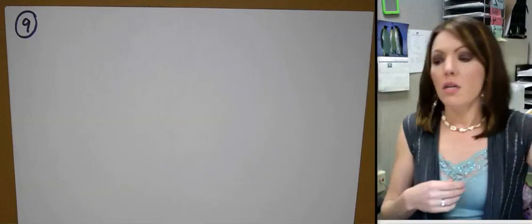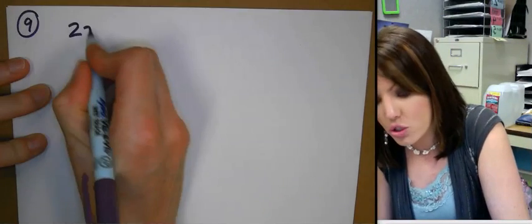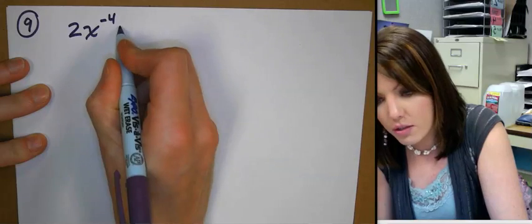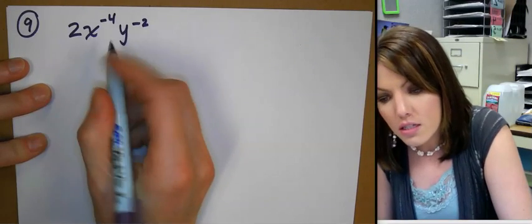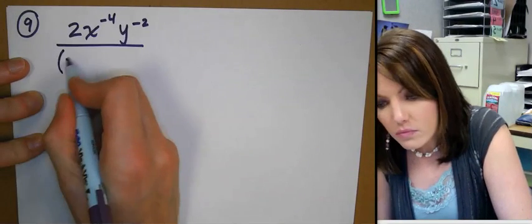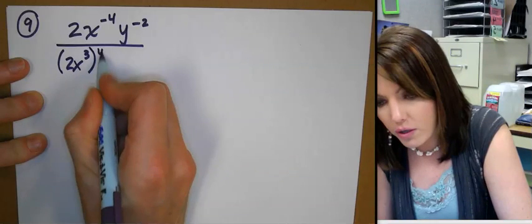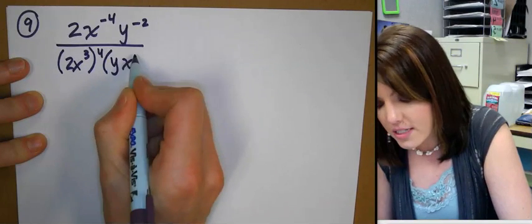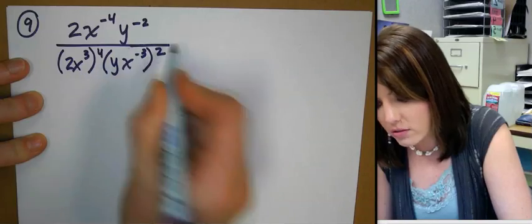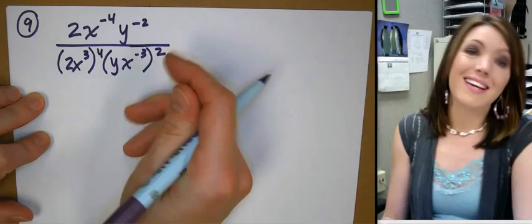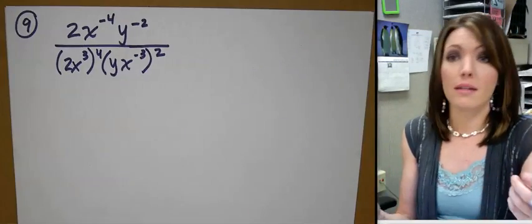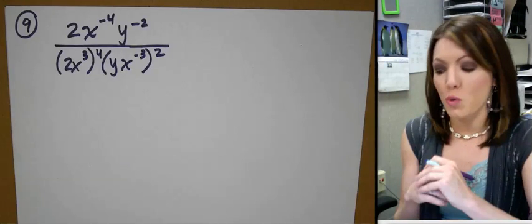Okay, the next problem we have: which of the following is equivalent to 2x to the negative 4th, y to the negative 2nd, over 2x cubed to the 4th, times yx to the negative 3rd squared. Basically what we want is a simplified version of this madness, okay? I know how much you all love these problems.